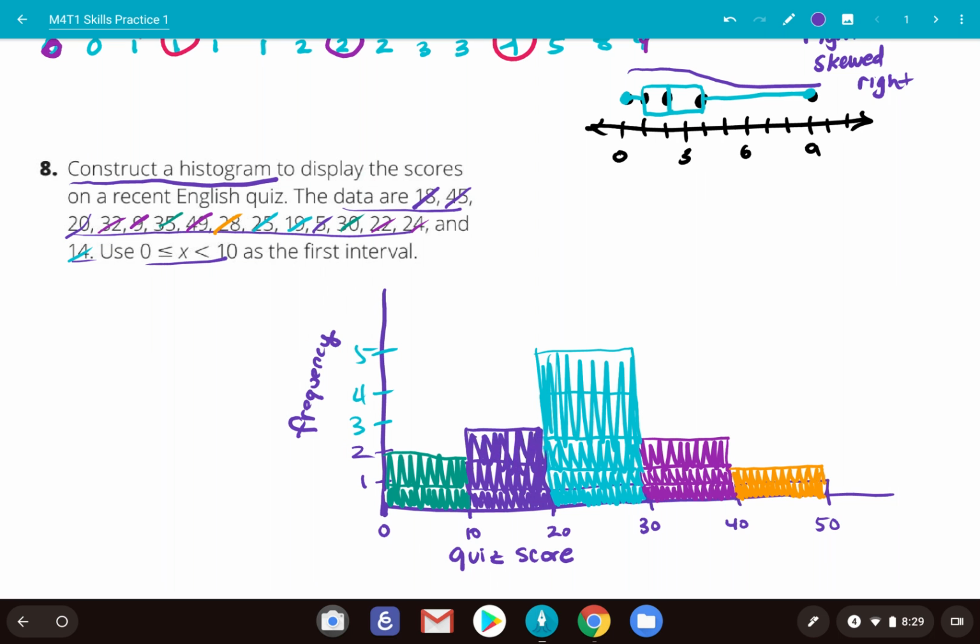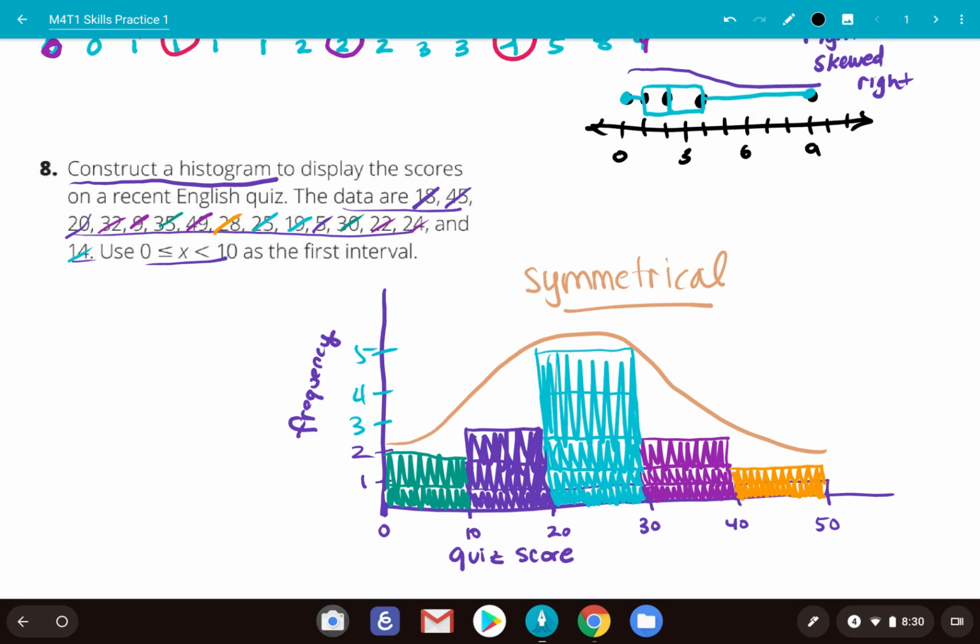All right, so if I were looking at this data distribution, if you draw yourself a distribution curve, it looks very symmetrical. So that's how I would describe the distribution.